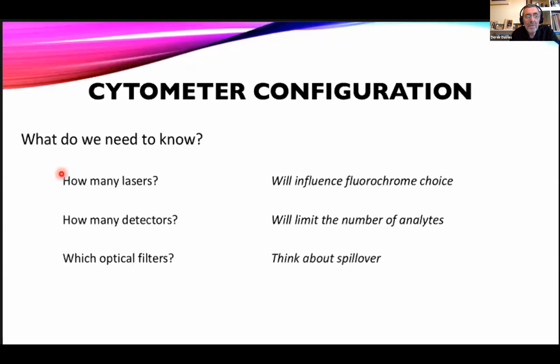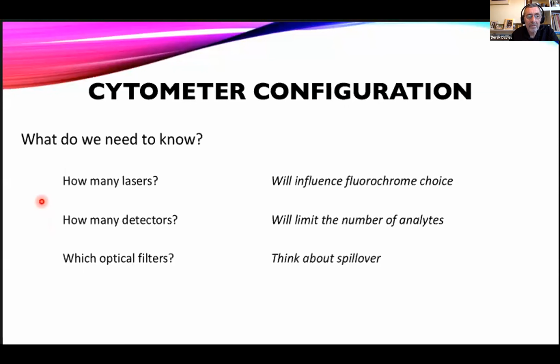So how many lasers does my flow cytometer have? That's going to influence which fluorochromes you can use. It's no good trying to design an experiment with a UV excitable dye if you don't have a UV laser on your cytometer. Secondly, we need to know how many detectors we have available. Again, if I've got a 12 color flow cytometer, I can't design a 16 color panel to run on that. I'm always going to be limited with what I have at my disposal.